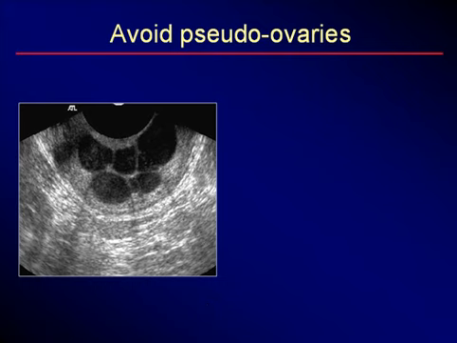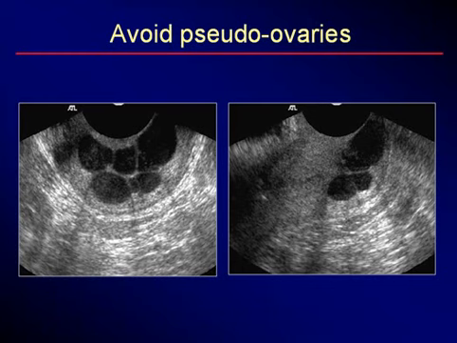Here's another way of avoiding pseudo-ovaries. It looks like an ovary filled with follicles. But when you turn on Doppler and work it out, you realize these are just Nabothian cysts in the uterine cervix.